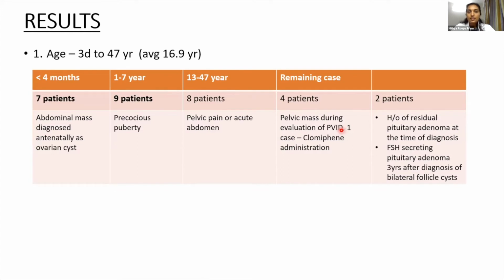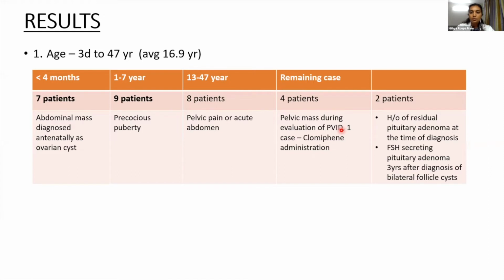So results. The average age was 16.9 years, ranging from 3 days to 47 years old. Out of which 7 patients were less than 4 months and presented with abdominal mass, some of which was diagnosed antenatally as ovarian cyst. 9 patients in the age group of 1 to 7 years presented with precocious puberty.